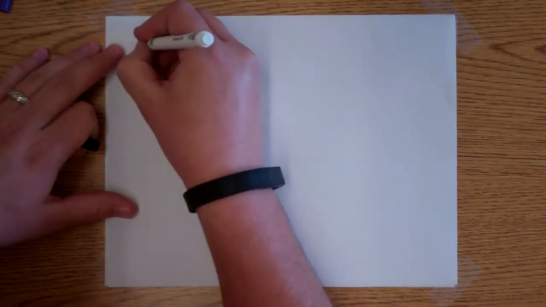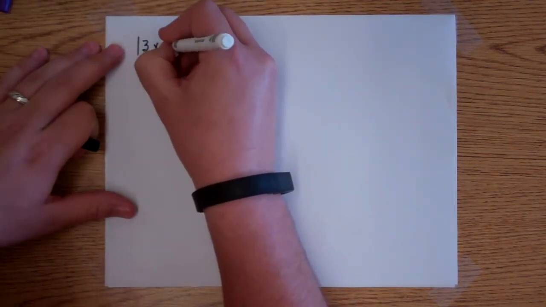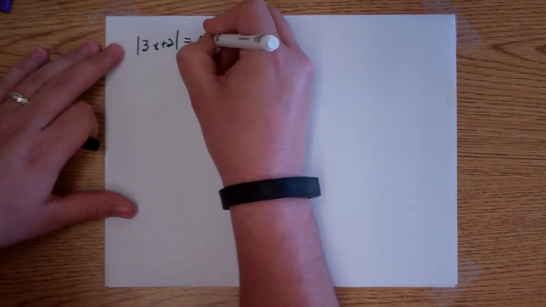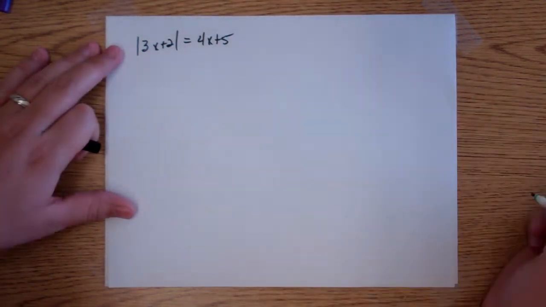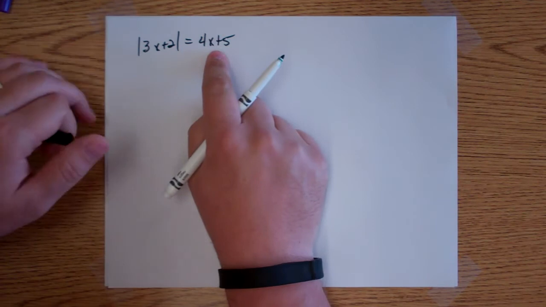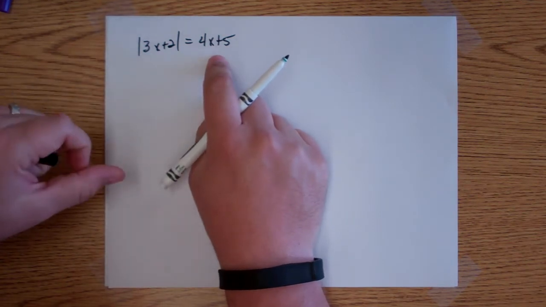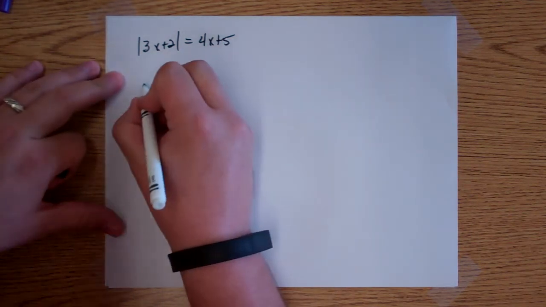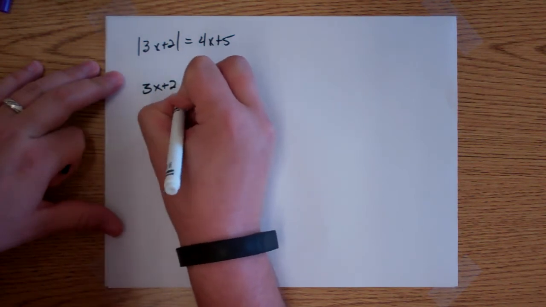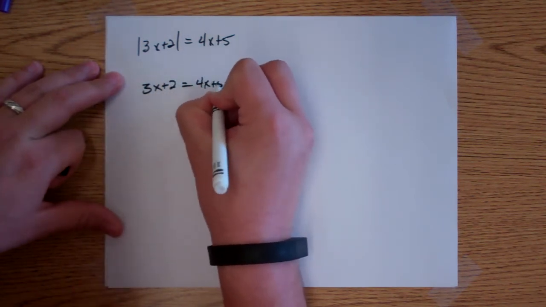Well, no, I'm going to show you this one first. The absolute value of 3x plus 2 equals 4x plus 5. Now, we don't just have one thing over here. So what we're going to have to do is this: 3x plus 2 equals 4x plus 5.